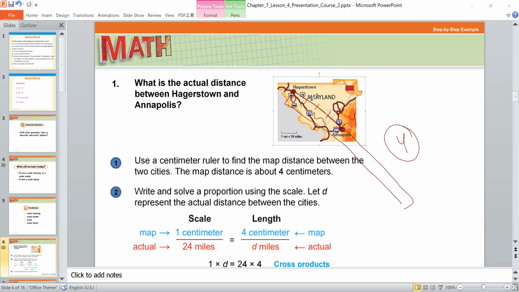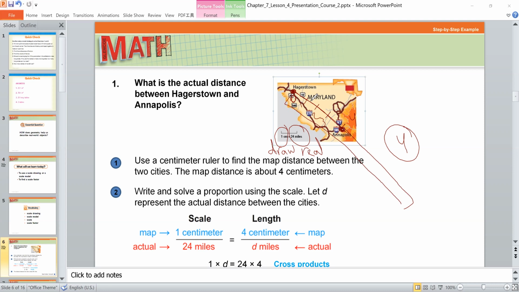What is the drawing scale here? Look with me at this point. He said each 1 centimeter in the drawing equals what? Equals 24 in real. So again, each 1 centimeter in the drawing equals what in real?